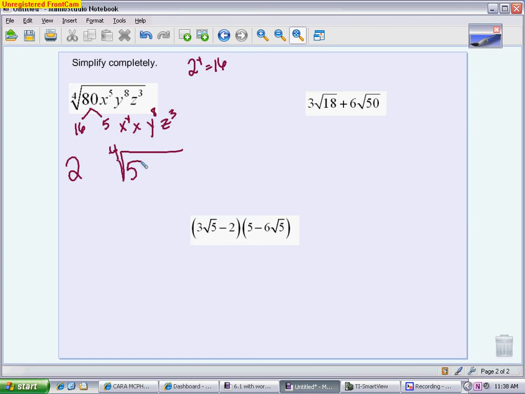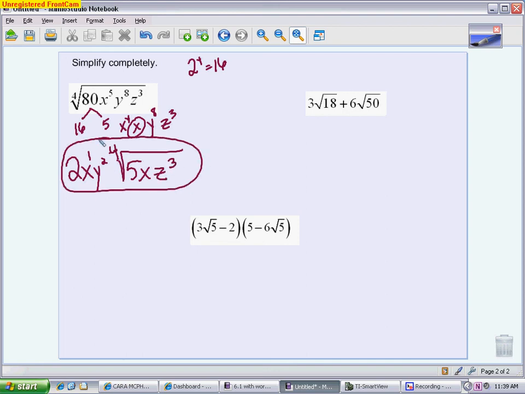Remember, we divide power by root. So 4 divided by 4 is 1. So we have x to the 1st that comes out. And then we have this extra x that's stuck underneath. Then we go through the y. 8 divided by 4, power divided by root, is 2. So you get a y squared that comes out. There are no y's left underneath. And then z to the 3rd will forever be stuck under my 4th root. And this is your final answer.